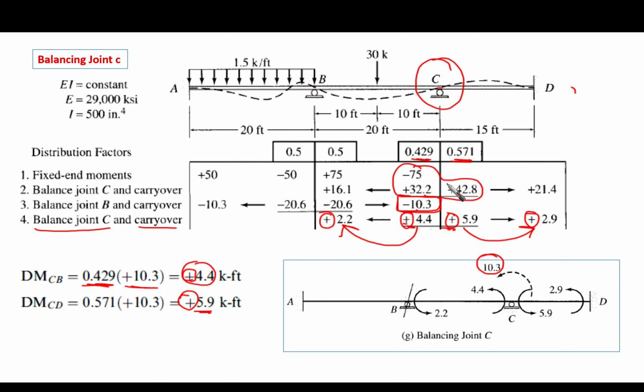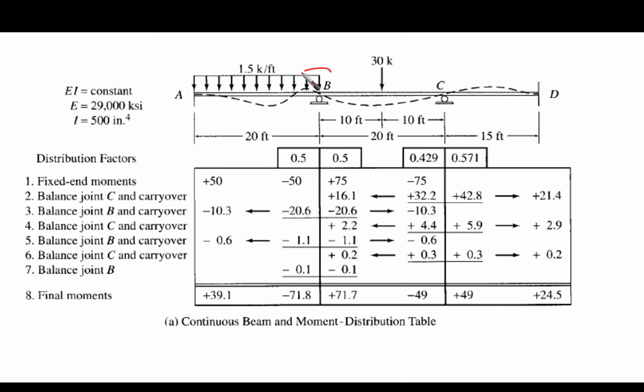Now let's go back again to joint B. And then we're going to balance it, which is this point. We're going to balance joint B, and then we're going to make carry over. Where is joint B here? We stopped already. We were making carry over, which is 2.2 here.